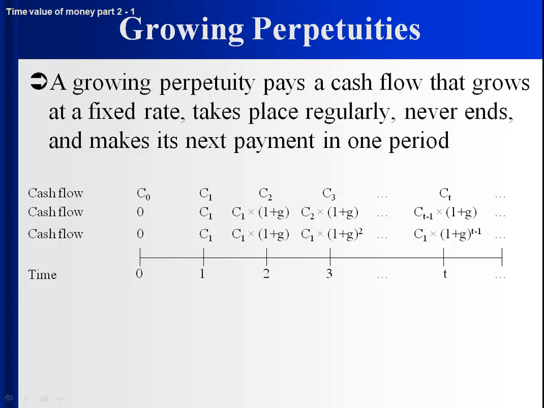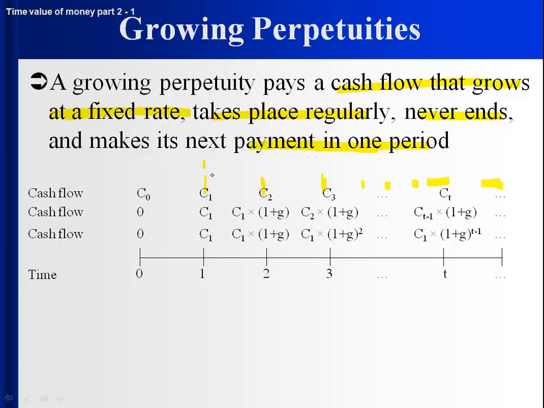A growing perpetuity is like a fixed perpetuity in the sense that it pays cash flow that takes place regularly, never ends, and makes its next payment in 1 year, in one period. So you have cash flow 1, cash flow 2, 3, and it goes forever and ever. But what makes it a growing perpetuity is that the cash flow grows at a fixed rate.